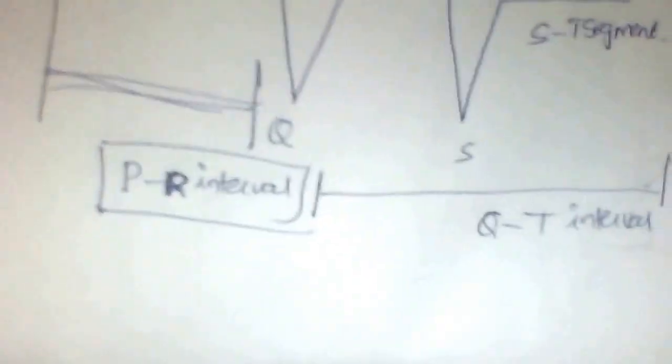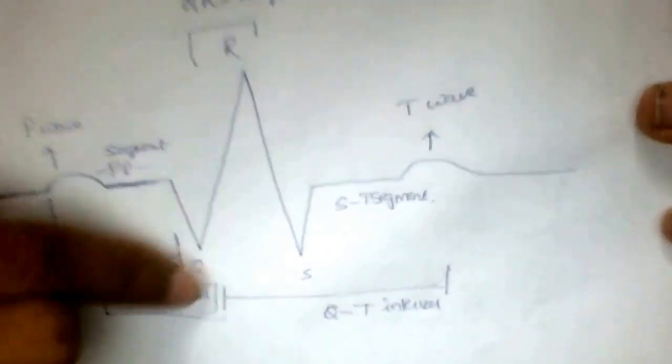The duration of this RR interval is 0.8 second, whereas the PR interval, as you can see here, is the interval from the onset of the P wave to the onset of the Q wave. It usually tells about how the atria are working, how the impulse is going on in the atria.